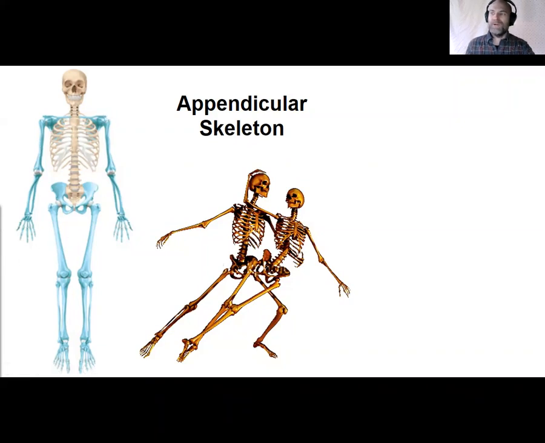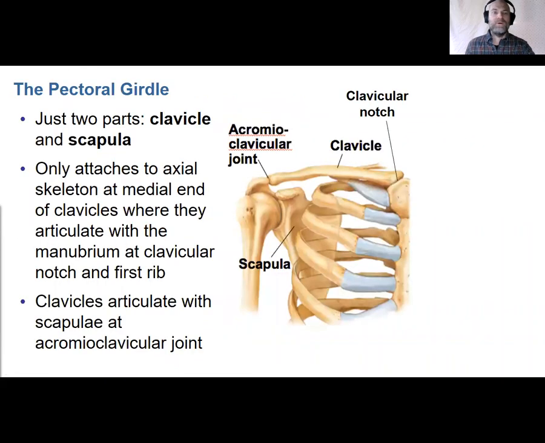And we're going to start at the top and kind of work our way down. So first, let's talk about the pectoral girdle. A girdle here refers to a series of bones that connects your appendages, your arms and your legs, to your axial skeleton. And the pectoral girdle includes just 2 bones on each side, so 4 bones total. That is the clavicle and the scapula.